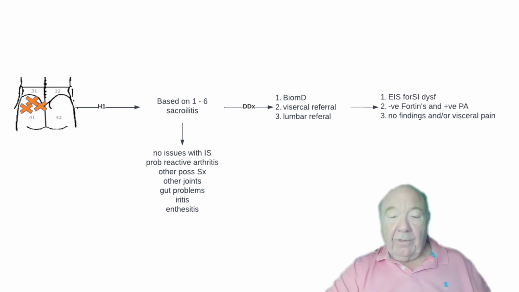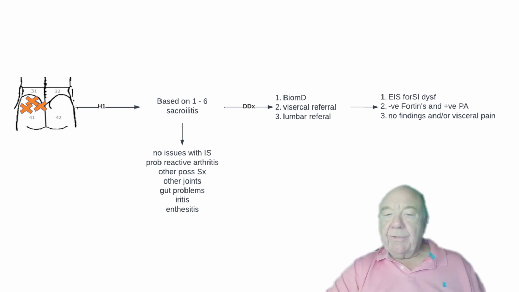If it is a sacroiliitis and it's systemic, it's probably a reactive arthritis, so you want to be looking for other possible symptoms, other joints involved, gut problems, iritis, enthesitis, and so on. Is it a systemic condition? The differential diagnosis, apart from sacroiliitis, will be a biomechanical dysfunction, visceral referral, and lumbar referral, with lumbar referral being above visceral.